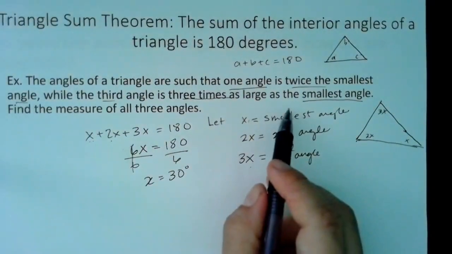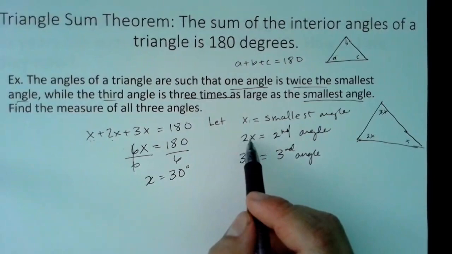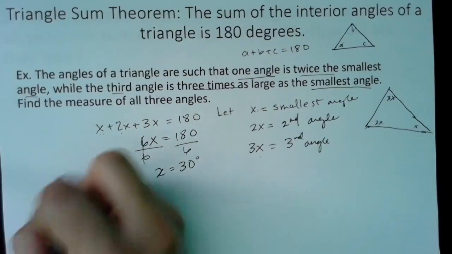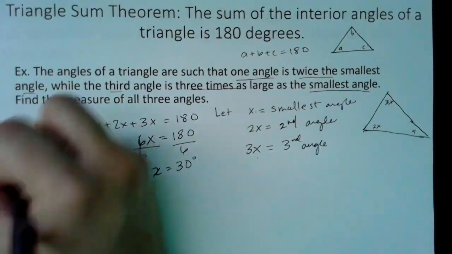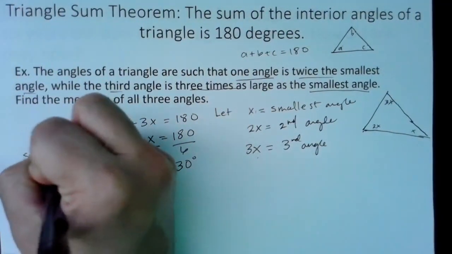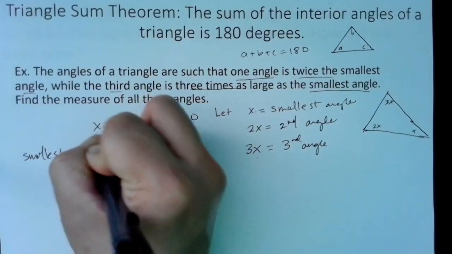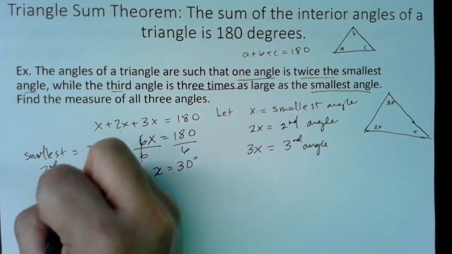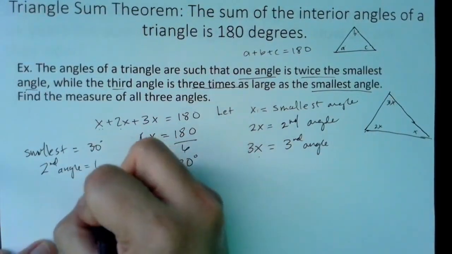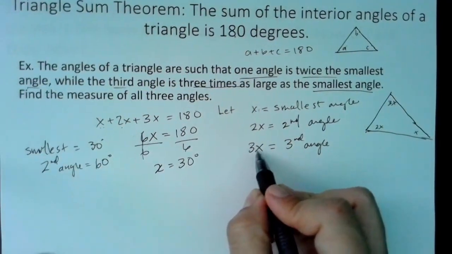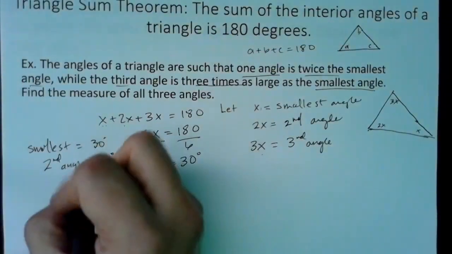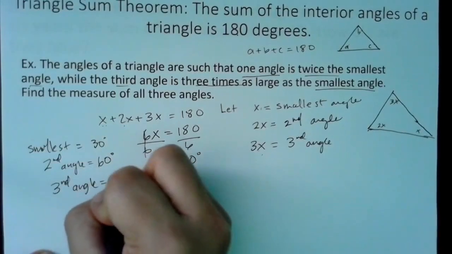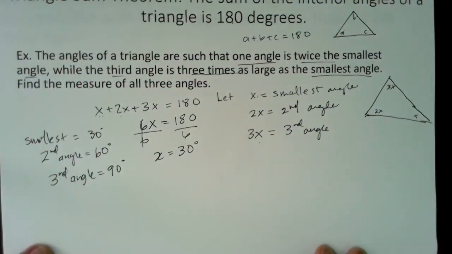So that's the smallest angle. The second angle is going to be twice that. So the smallest is 30 degrees. Okay, and then the second angle is twice that, so that's going to be 60 degrees. And then the third angle is 3 times the smallest, and that's going to be 90 degrees. Okay?